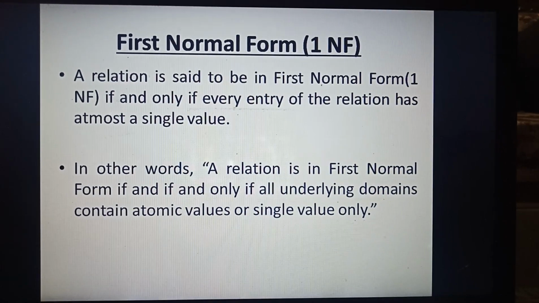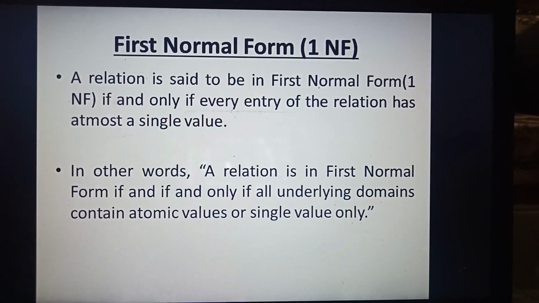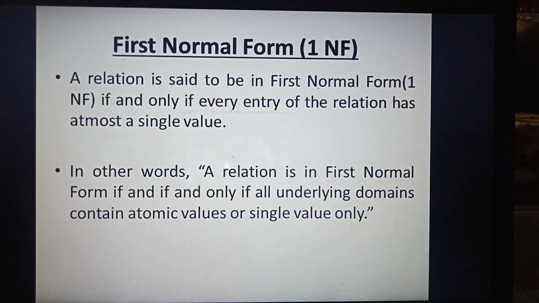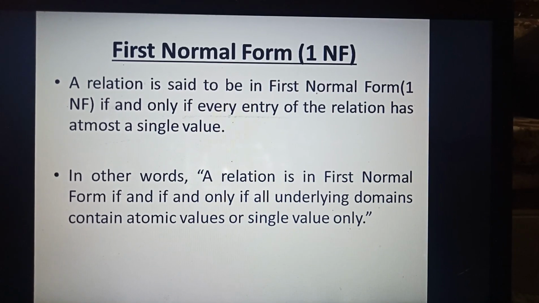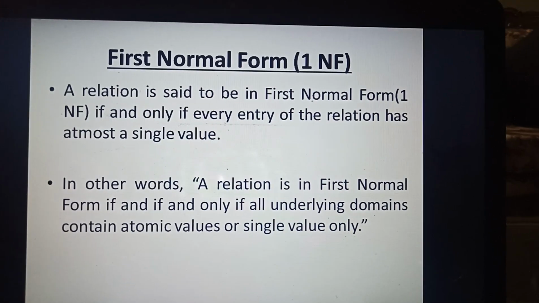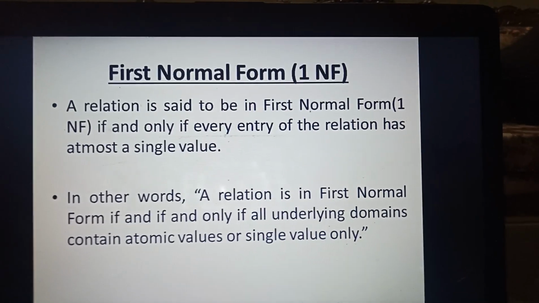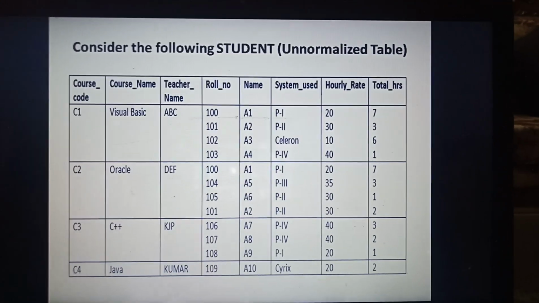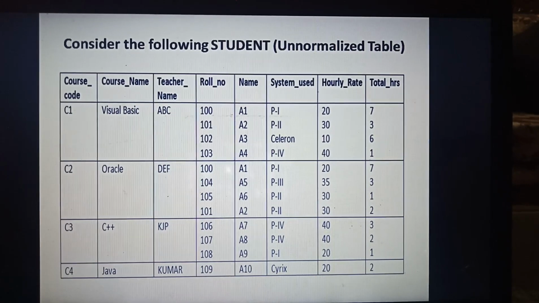First normal form: a relation is said to be in first normal form if and only if every entry of the relation has at most a single value. In other words, a relation is in first normal form if and only if all underlying domains contain atomic values or single value only. Now you can see this table.